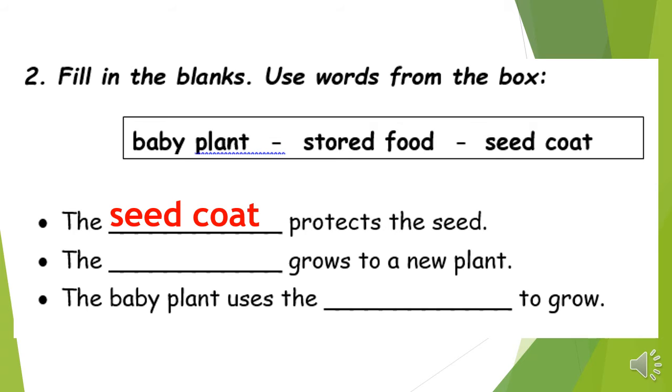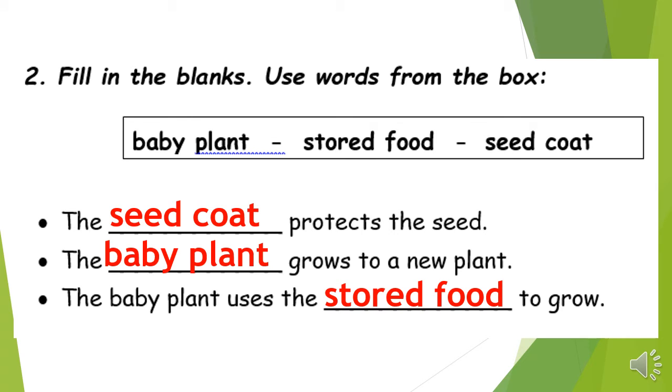The next sentence. The what grows into a new plant? Which one? Excellent, guys. The baby plant. So I have to write baby plant on this line. The last sentence. The baby plant uses the blank to grow. What does this baby plant use in order to grow? Excellent. Use the stored food in order to grow into a new plant. Excellent, guys. Good answers.